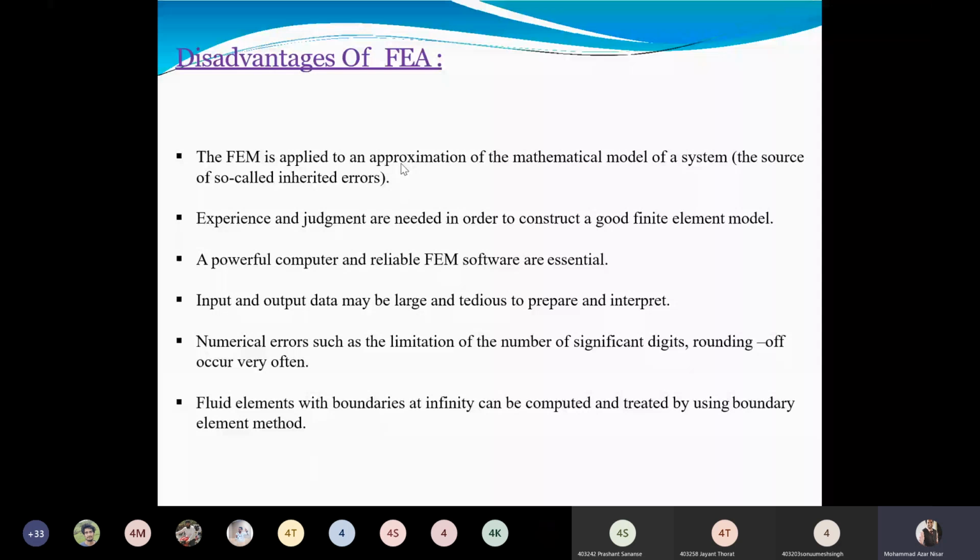Then there might be numerical errors in significant digits. Rounding off occurs in the software, by the methods used in the software. And fluid elements with boundaries at infinity can be computed and treated by using the boundary element method. So in this, fluid elements are treated as boundary elements.